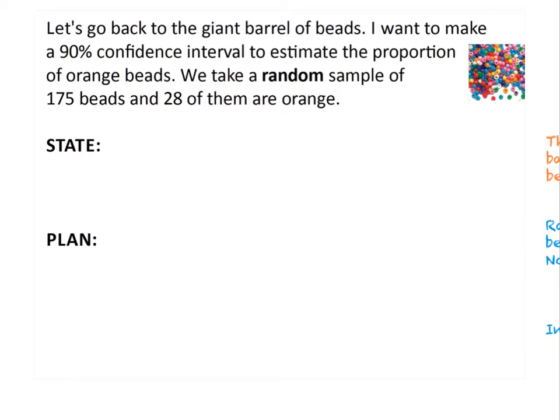So we're going to go back to the giant barrel of beads. I want to make a 90% confidence interval to estimate the proportion of orange beads. So I lowered my confidence from 95%. I only want to be 90% confident. It says we take a random sample of 175 beads and 28 of them are orange. So it's the same context as before. If I think about this state step, I need the population and the parameter, or pop and para.